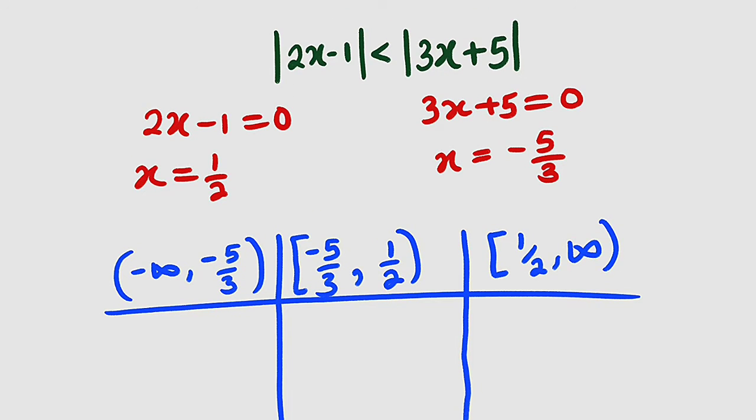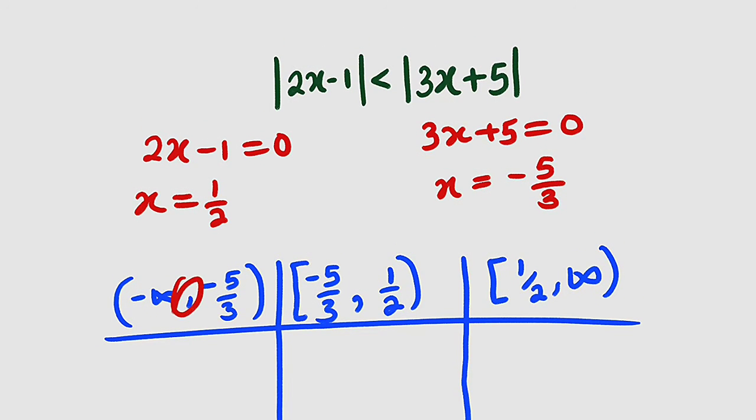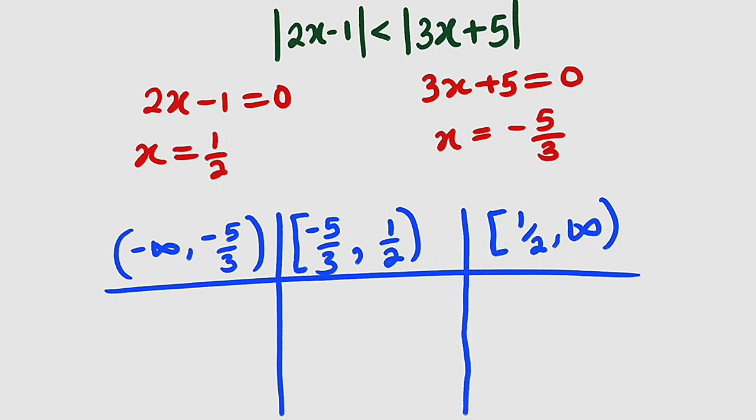So what do you think if we should take any value of x between negative infinity down to negative 5 over 3 and plug it into the first function here? All these values are negative, right? So if you replace x with any negative value, the whole of this will be negative. So 2x minus 1 will be negative. So we have negative version of 2x minus 1. What about this one?